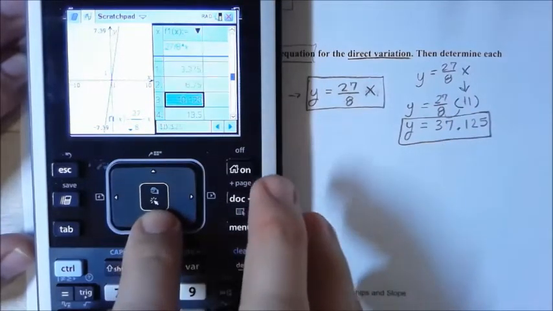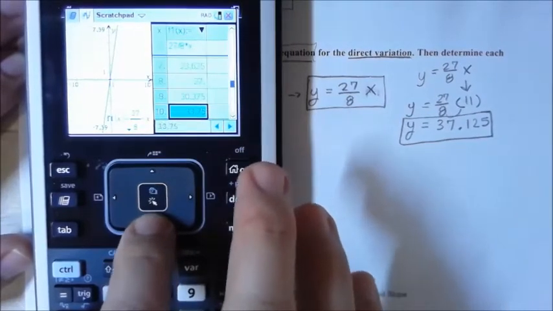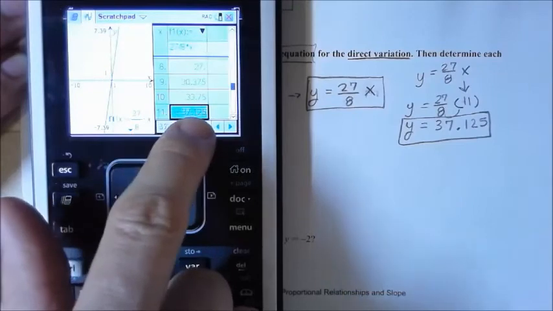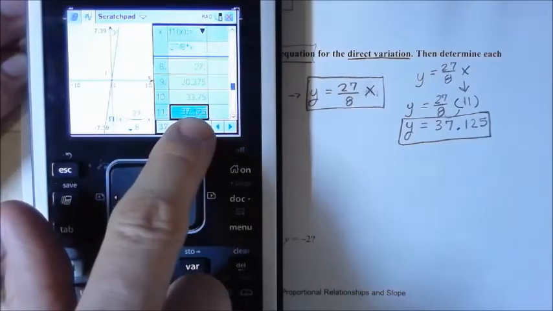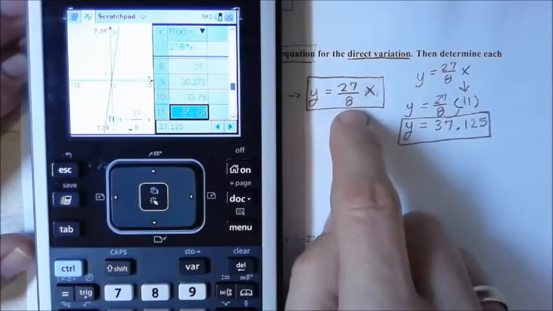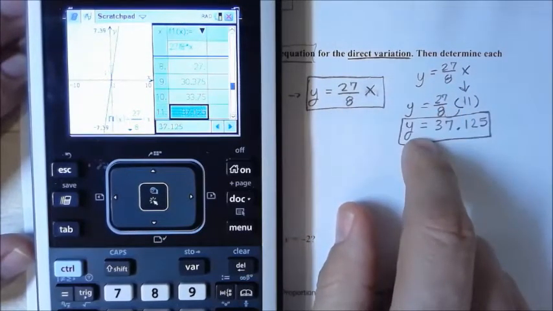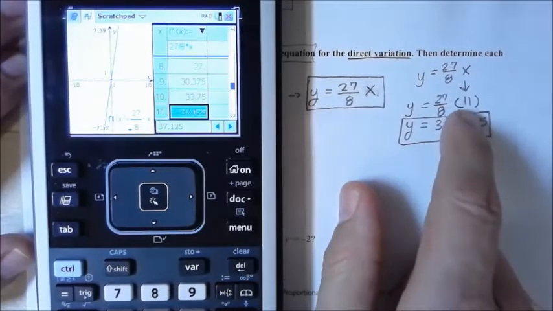So let's see if that's correct. I'm going to go down to 11, and there it is. It says when x is 11, my y is 37.125. So now I know for sure that I have created the correct equation and the correct answer by plugging in that 11.